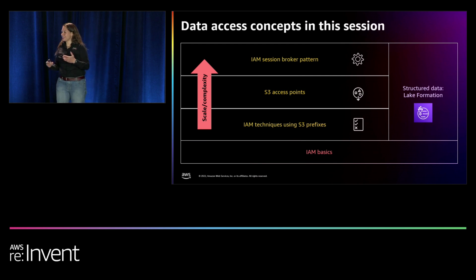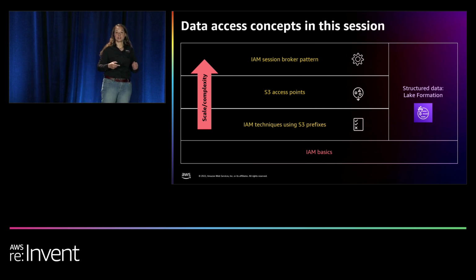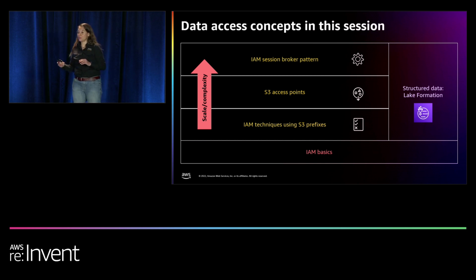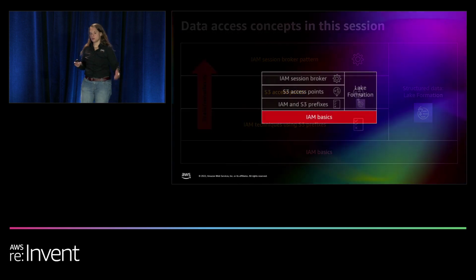And we'll talk about technology such as S3 access points and a session broker pattern that I see a lot of customers build successfully. We'll talk about what they do and maybe what you can do. And then over there, it's on the side because it's not really on the same sort of scale complexity axis. What if your data is shaped like analytics data, structured data in S3? And we'll talk a little bit about the AWS Lake Formation service and when you should be mapping that to your use case. So here we are.